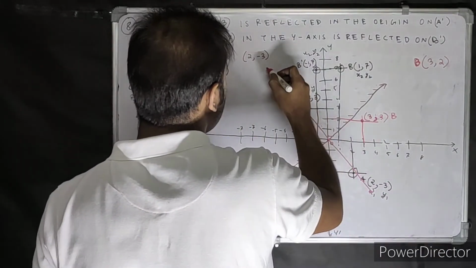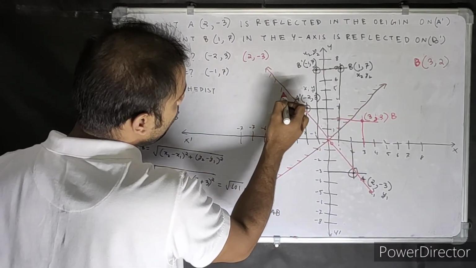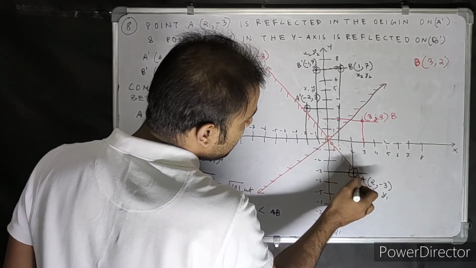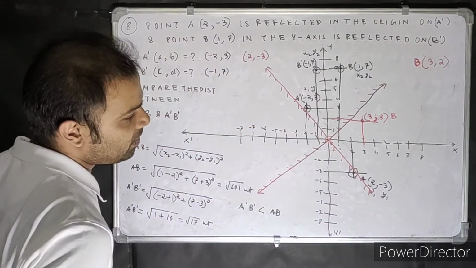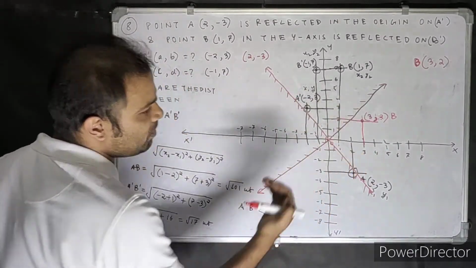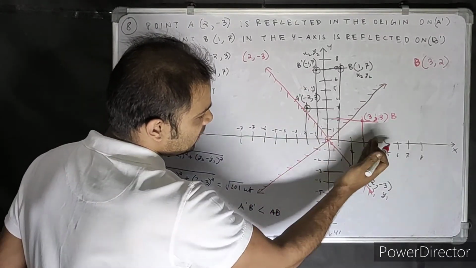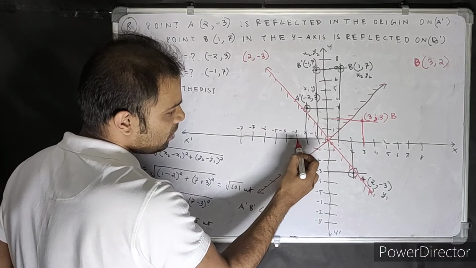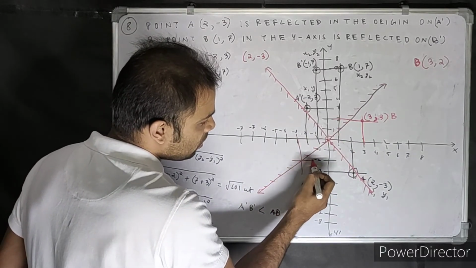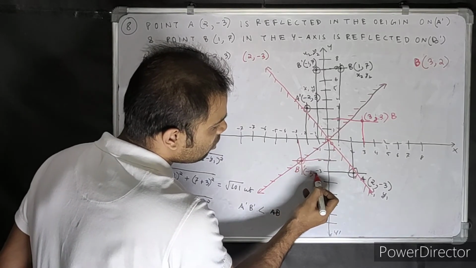So now this is the mirror, and that is the object. So where will my image form? My image is not going to form where my object is, right? Because this is my mirror. So my image is going to be formed inside the mirror at the same distance. So if this is 3 this way, then this way it's minus 3. And if this way it's 2, then this way it's also minus 2. Then this is the image B dash, that is minus 3 comma minus 2.